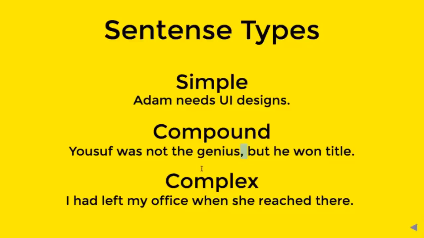The third sentence type is complex sentence, which has one independent clause followed by one dependent clause. I had left my office is an independent clause. When she reached there is a dependent clause. When she reached there requires some more explanation. So this is dependent on I had left my office. Right now we are talking about the compound sentences.